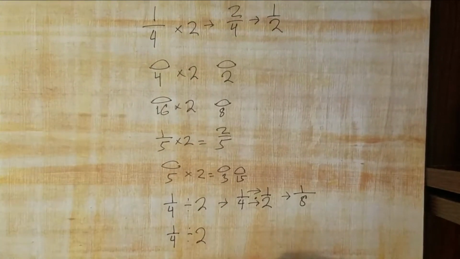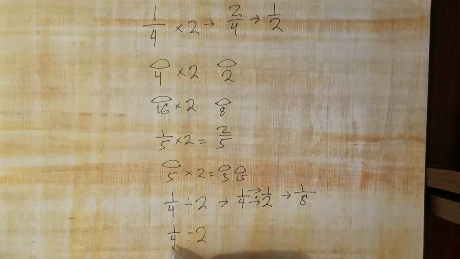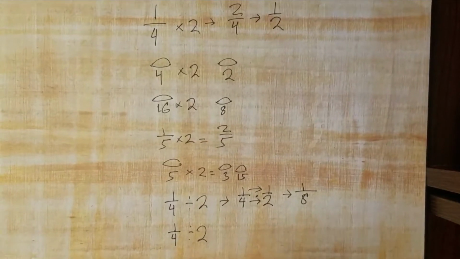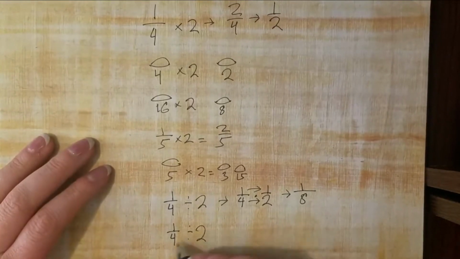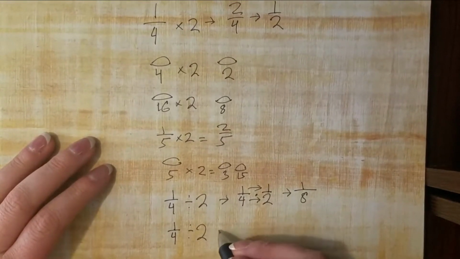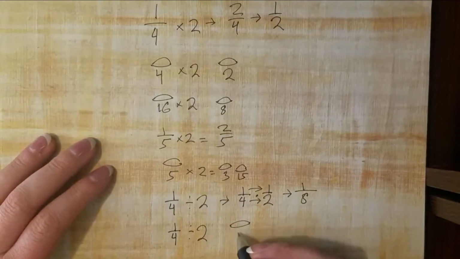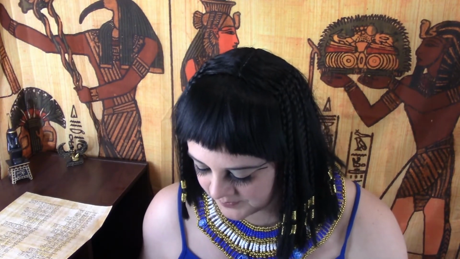they just think, well, you could share it with 4 people, share it with 8 people. That's going to get you half as much. So they just multiplied the bottom number by 2 and got 1/8. It was a bit more intuitive than our system, which requires an algorithm. So that's really neat.